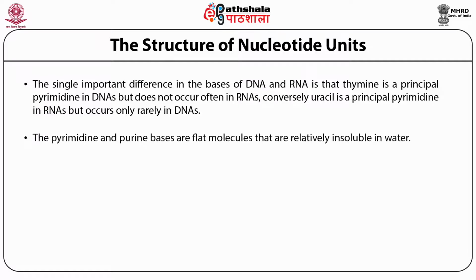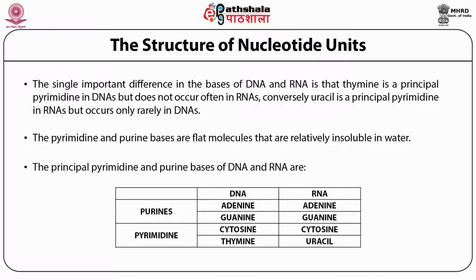The pyrimidine and purine bases are flat molecules that are relatively insoluble in water. The principal pyrimidine and purine bases of DNA and RNA are tabulated below. For the two cases, DNA and RNA: what are the purines in DNA, what are the purines in RNA, what are the pyrimidines in DNA, what are the pyrimidines in RNA.